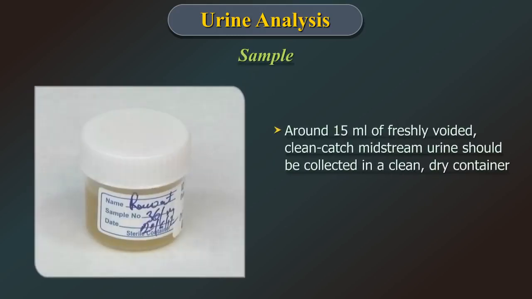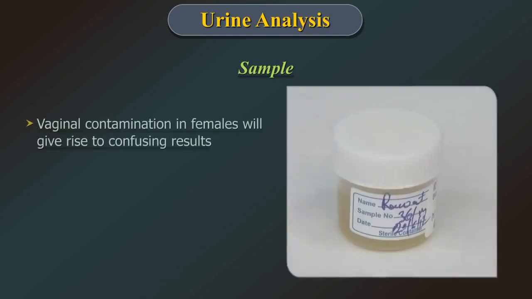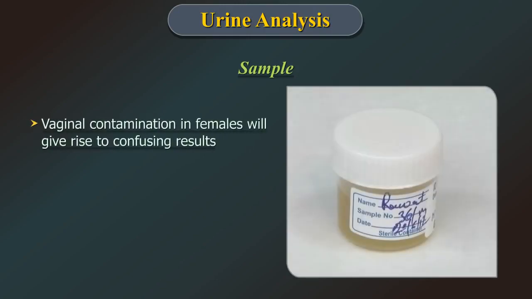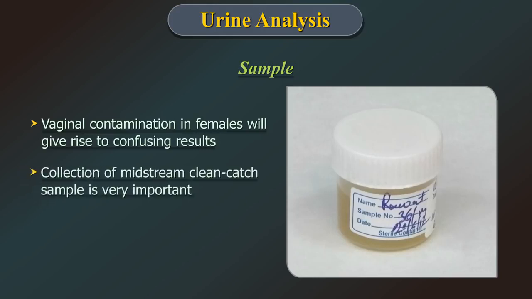Sample: around 15 ml of freshly voided, clean catch midstream urine should be collected in a clean, dry container. A morning specimen is preferred. Vaginal contamination in females will give rise to confusing results. Hence, collection of a midstream clean catch sample is very important.